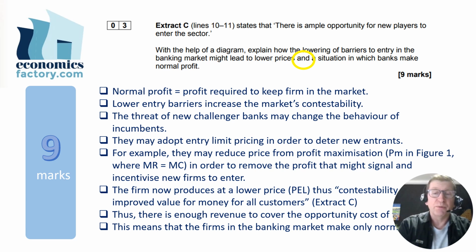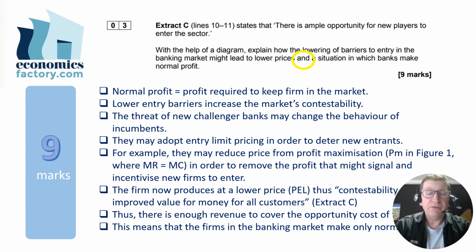Thing is, these banks don't want new firms coming in. So what they might do is adopt something called entry limit pricing in order to deter new entrants. Okay, so thinking back to the diagram, normally we'd think in terms of maximizing at price PM where MR equals MC. But actually what the firm now is going to do is lower the price to what we had on the diagram as PEL, the entry limit price, which is where AR equals AC.